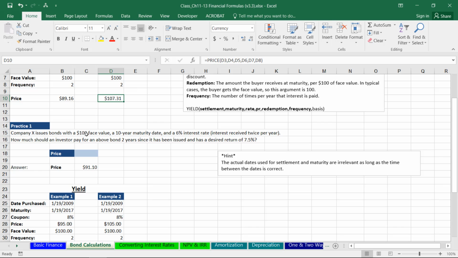So Company X issues bonds with a $100 face value and a 10-year maturity date, a 6% interest rate, paid twice per year. How much should an investor pay for the above bond 2 years since it was issued? That is, you have 8 years to go and a desired return of 7.5%. I've done the answer below, but try working it yourself and see if you can put those values in to get the right price. Note, I've also given a hint. The actual dates used for settlement and maturity are irrelevant as long as the time between the dates is correct. Go ahead and work it.